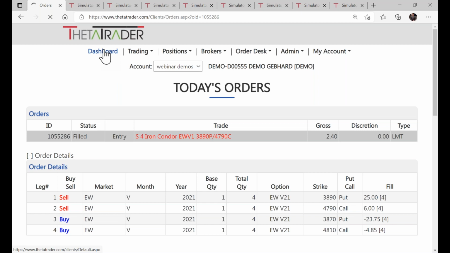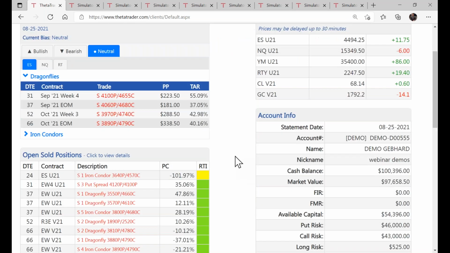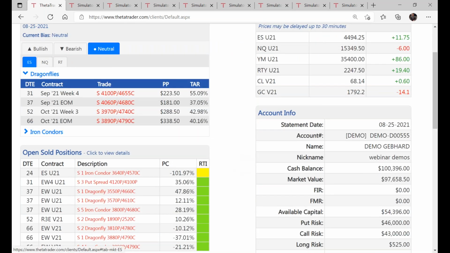And let me jump back to the dashboard, and let's show you the Dragonfly. And then we'll look at some simulations. We can back test this. So here is a Dragonfly, the E-mini S&P 500. We'll look at that. It's the October end of month.